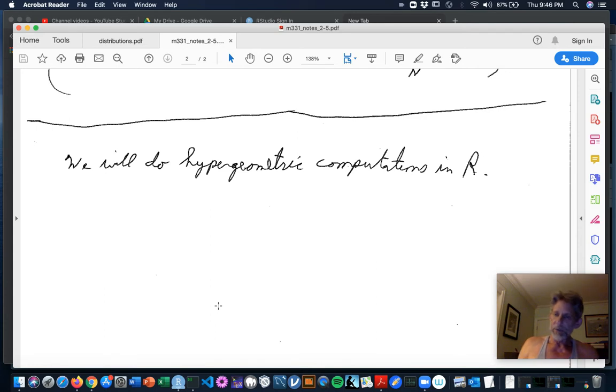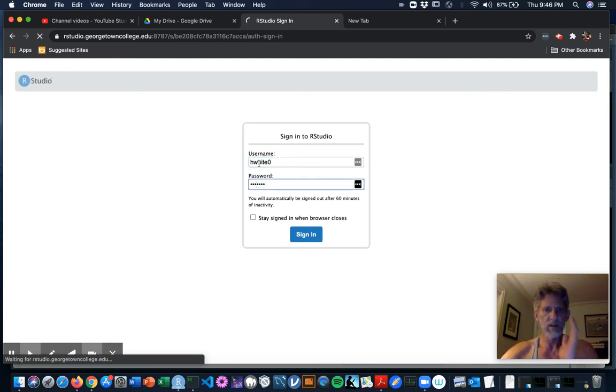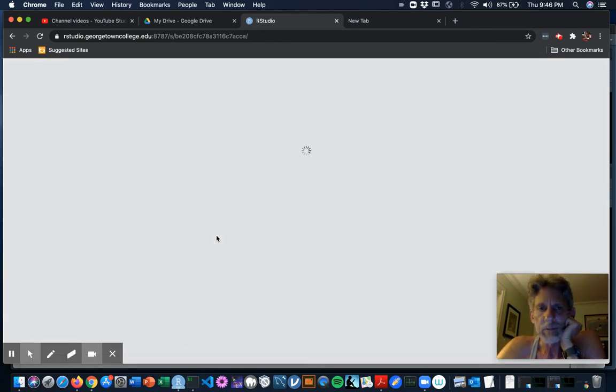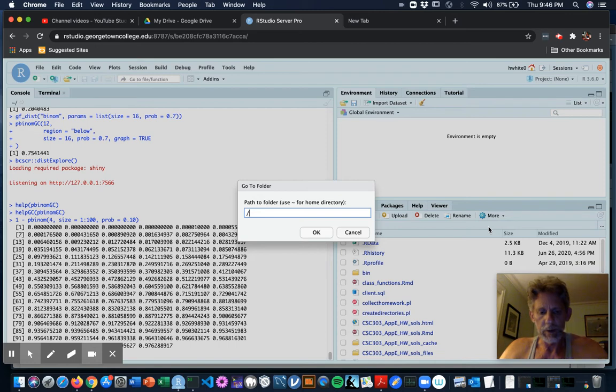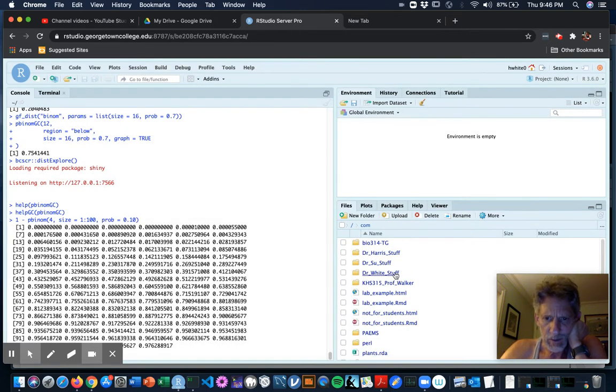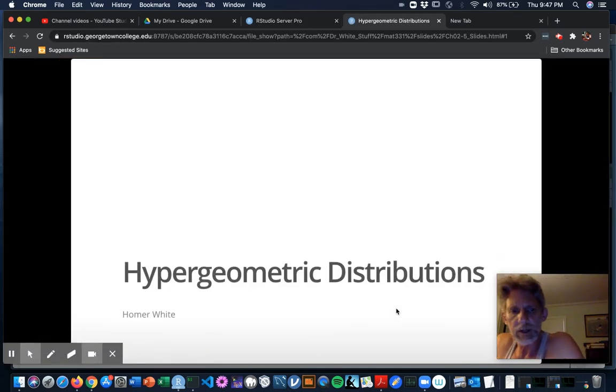We'll tend to do our hypergeometric computations in R, so let me step over to sign in. Here it is. And we've got some slides to help us out. Head to the common folder, Dr. White stuff, Math 331 slides, Section 2.5 slides, HTML, view in the web browser. Here they come.